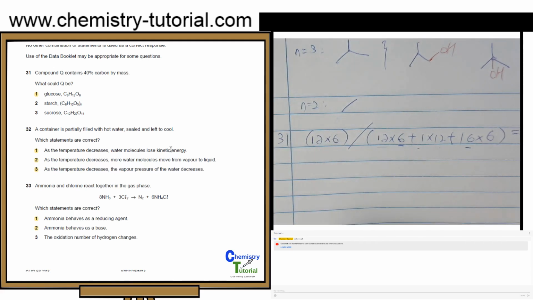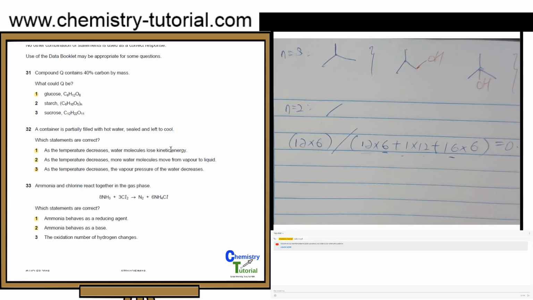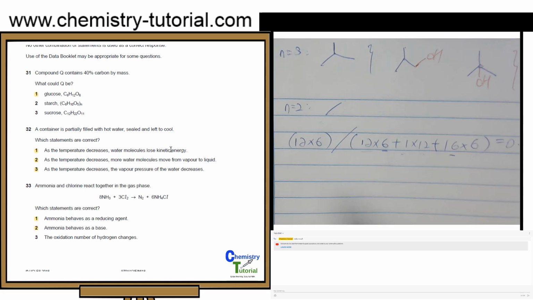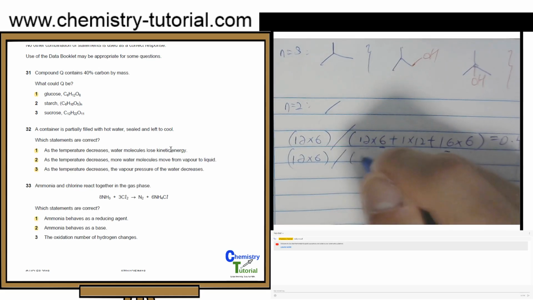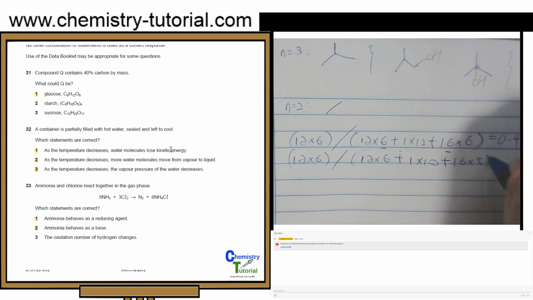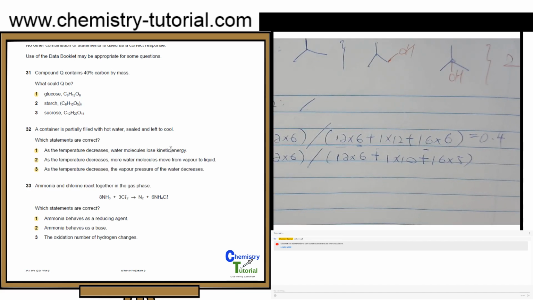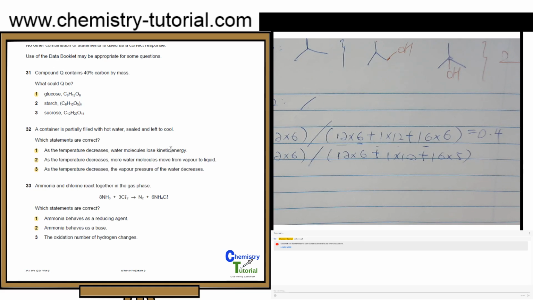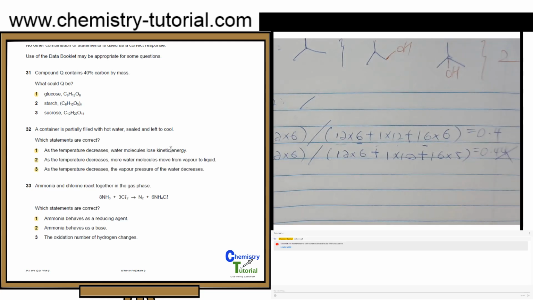Apply the same technique for starch. You see there's n over there, but it doesn't really matter. It just tells you that there are many of them. So all we need to do is the same thing: 12 times 6, because there are 6 of them, but now divide by the MR of starch, which is 12 times 6 plus 1 times 10 plus 16 times 5, because you have 5 oxygen atoms and 10 hydrogen atoms. Then let's work it out. 162, so what we have is 0.444. That's not what we want, so option 2 is already out.